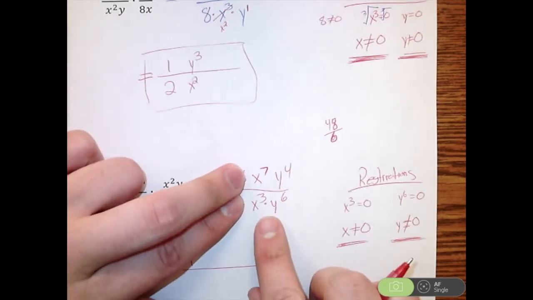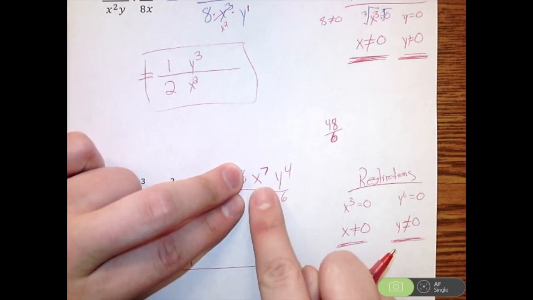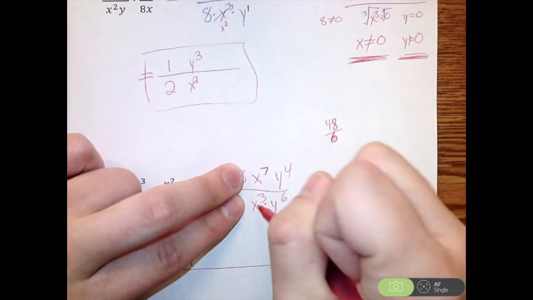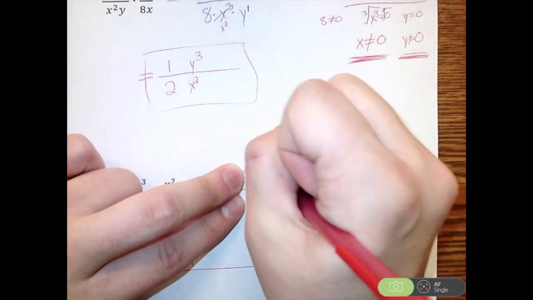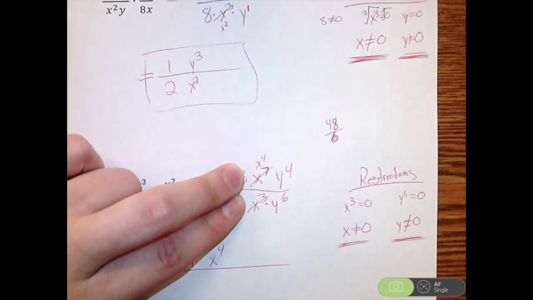Next I go to my x's. I have x to the 7th on top, x to the 3rd on bottom. So I have 7 x's on top, 3 on bottom. 7 up top, 3 on bottom. If I take away 3 from both, I'll be left with x to the 4th up top. None left on the bottom.